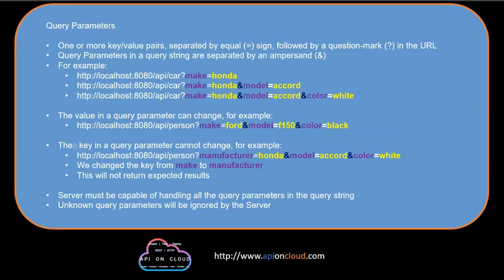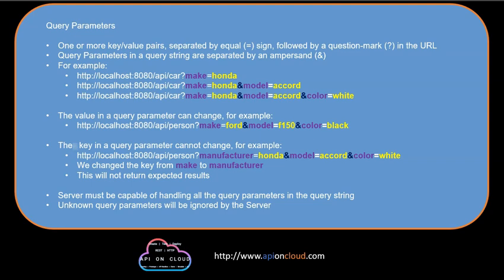What are query parameters? Query parameters are one or more key value pairs that follow the question mark in the URL. The key and the value are separated by an equal sign. If there are more than one query parameters in the URL, then each parameter is separated from the other by an ampersand. The entire text that appears after the question mark in the URL is known as the query string.